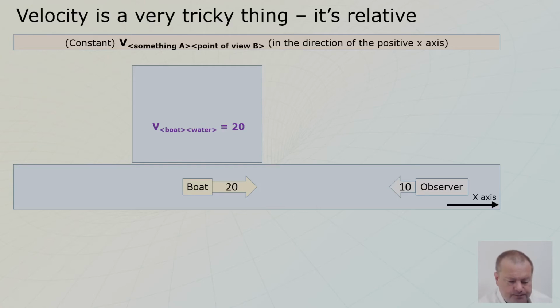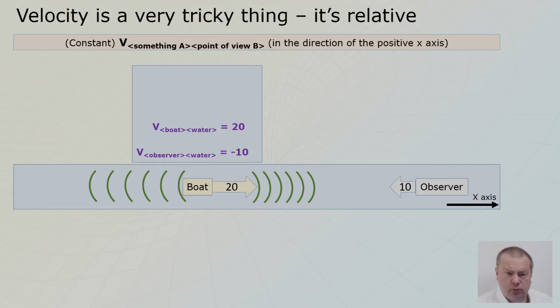So let's do this. We have an observer. He's swimming with a velocity of 10 meters per second to the boat into the negative x-axis. So we can say the velocity of the swimming observer with respect to the water into the positive x direction is minus 10 meters per second. We have to put the minus in there because every velocity is being expressed in the direction of the positive x-axis. So if you're swimming back, there's a minus sign.